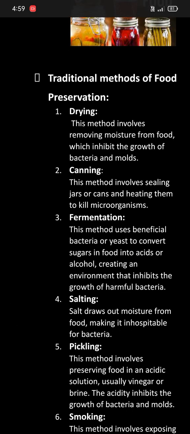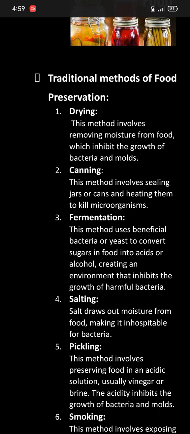Next is traditional methods of food preservation. It refers to how people used to preserve food in the past. First is drying. This method involves removing moisture from food, which inhibits the growth of bacteria and molds. Next is canning. This method involves sealing jars or cans and heating them to kill microorganisms. Third is fermentation. This method uses beneficial bacteria or yeast to convert sugar in food into acid or alcohol, creating an environment that inhibits the growth of harmful bacteria.